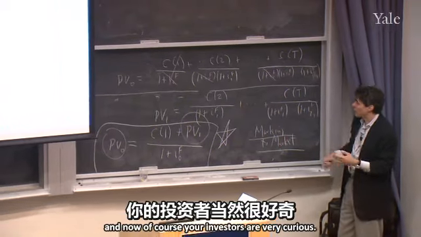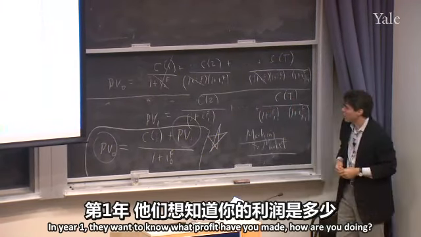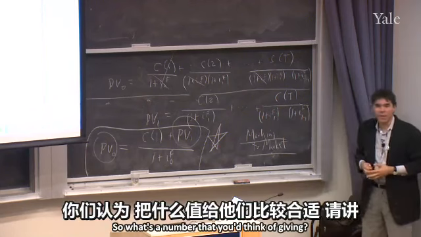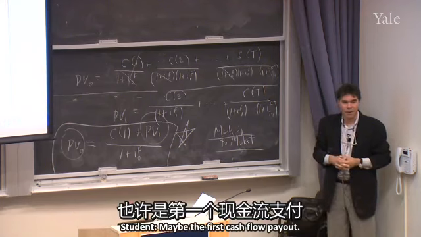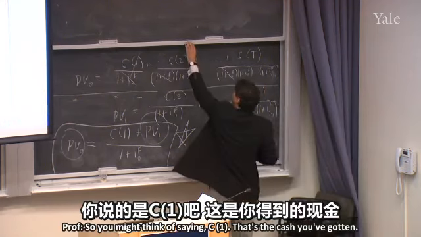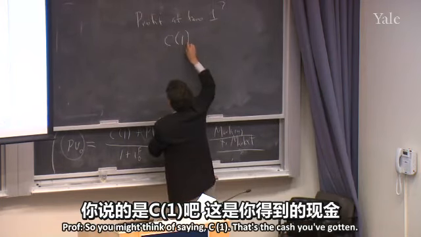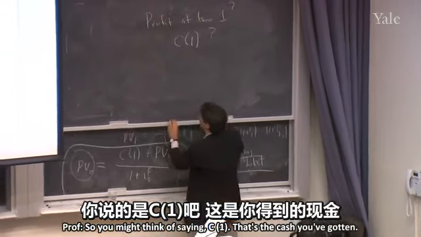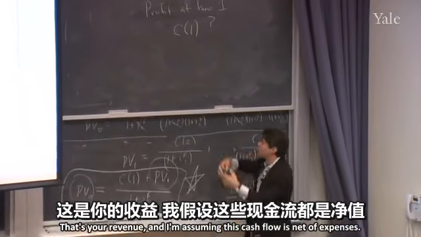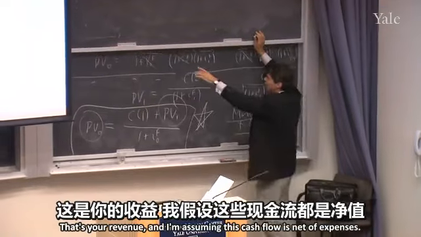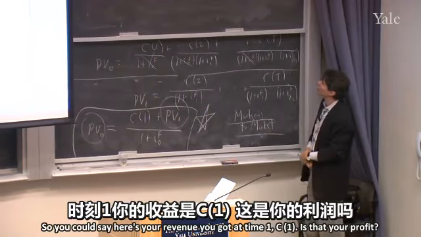And now, of course, your investors are very curious. In year 1, they want to know, what profit have you made? How are you doing? So what's a number that you'd think of giving? What's the first number you'd think of telling them? Maybe the cash flow, the first cash flow. So you might think of saying C of 1. That's the cash you've gotten. That's your revenue, and I'm assuming this cash flow is net of expenses. So here's your revenue you got at time 1, C of 1.